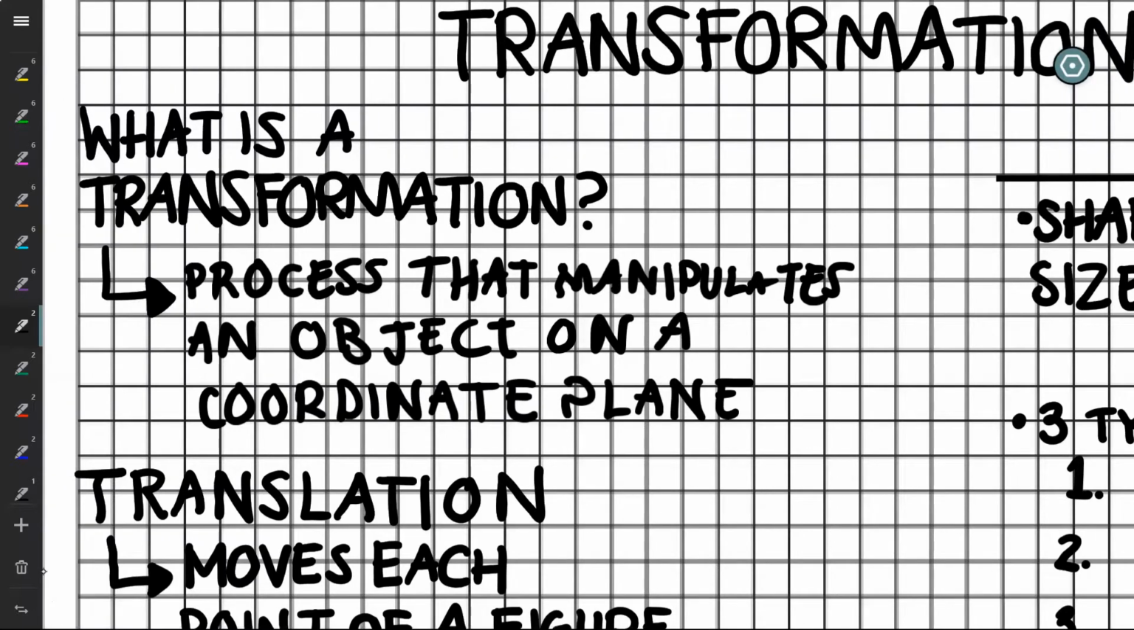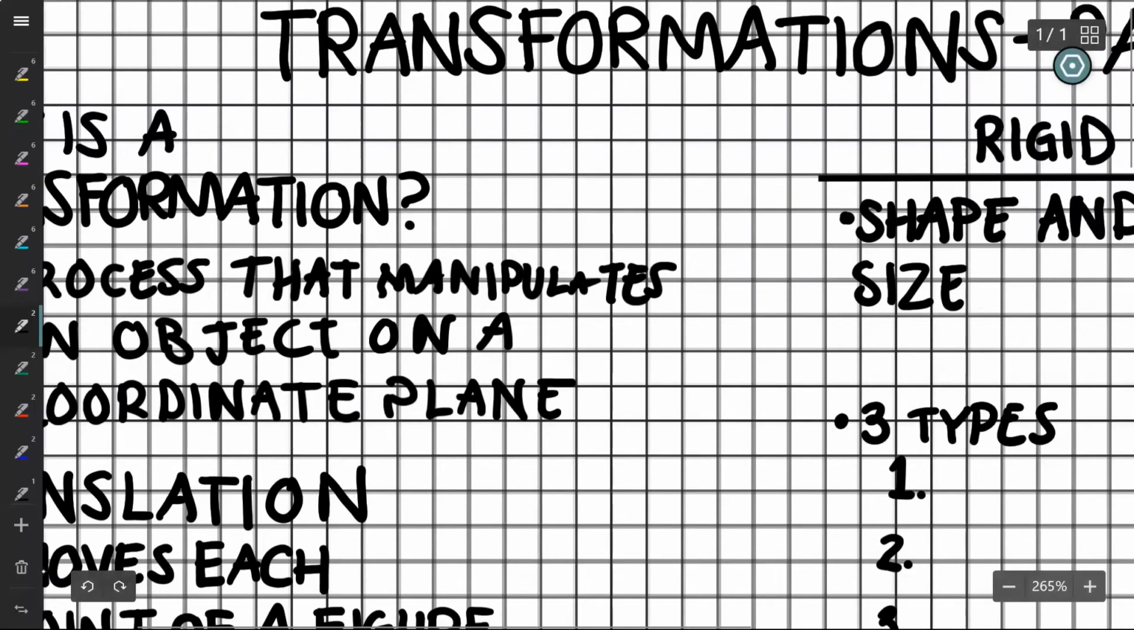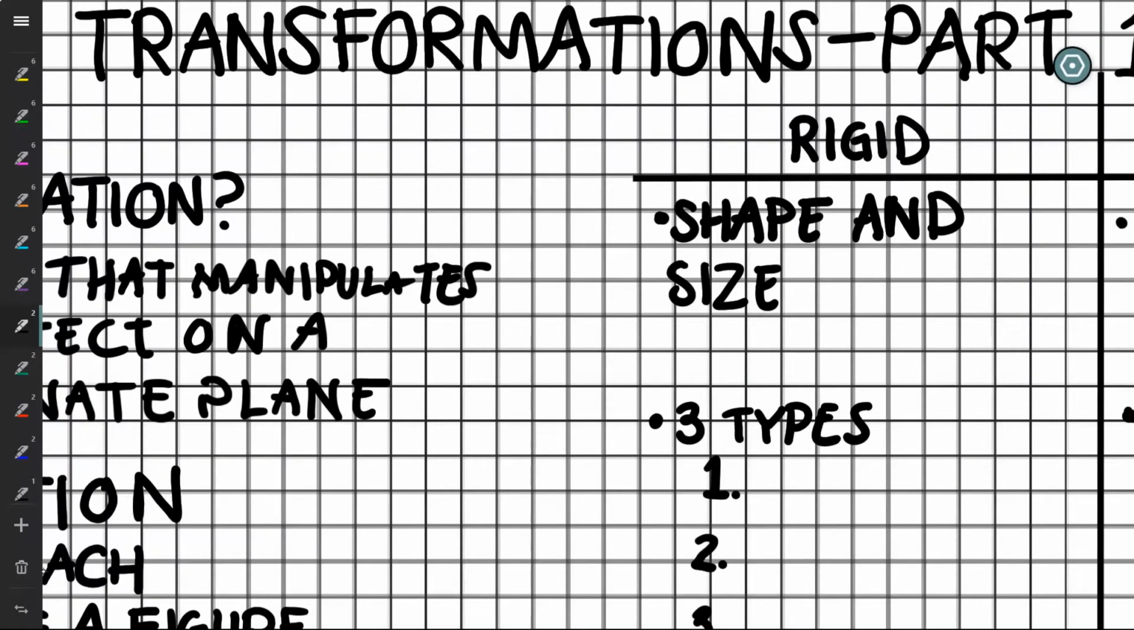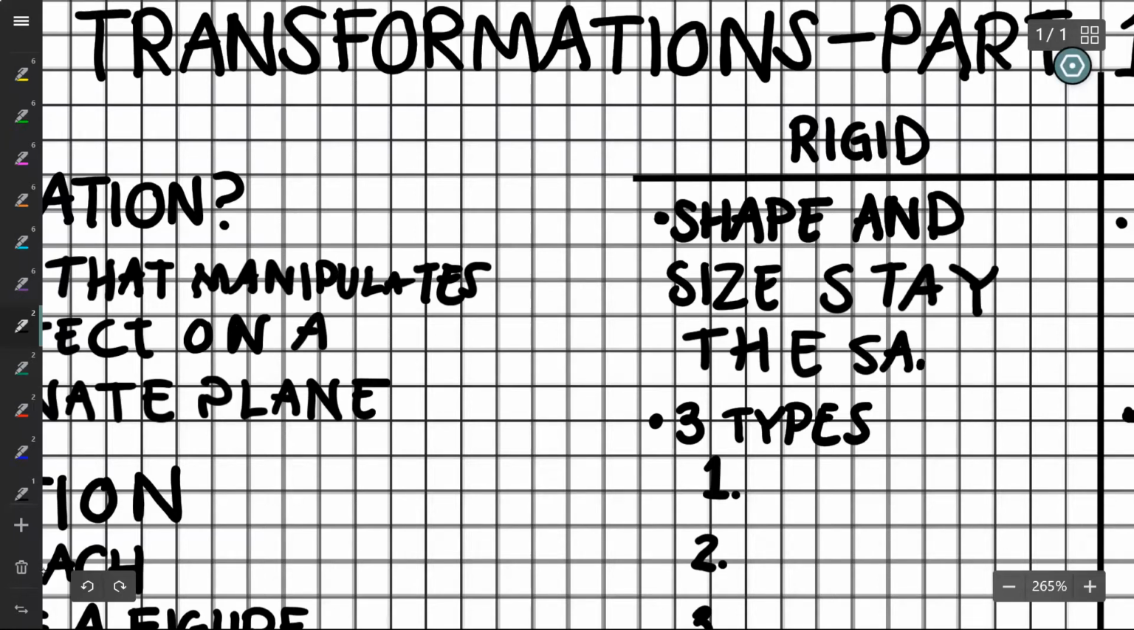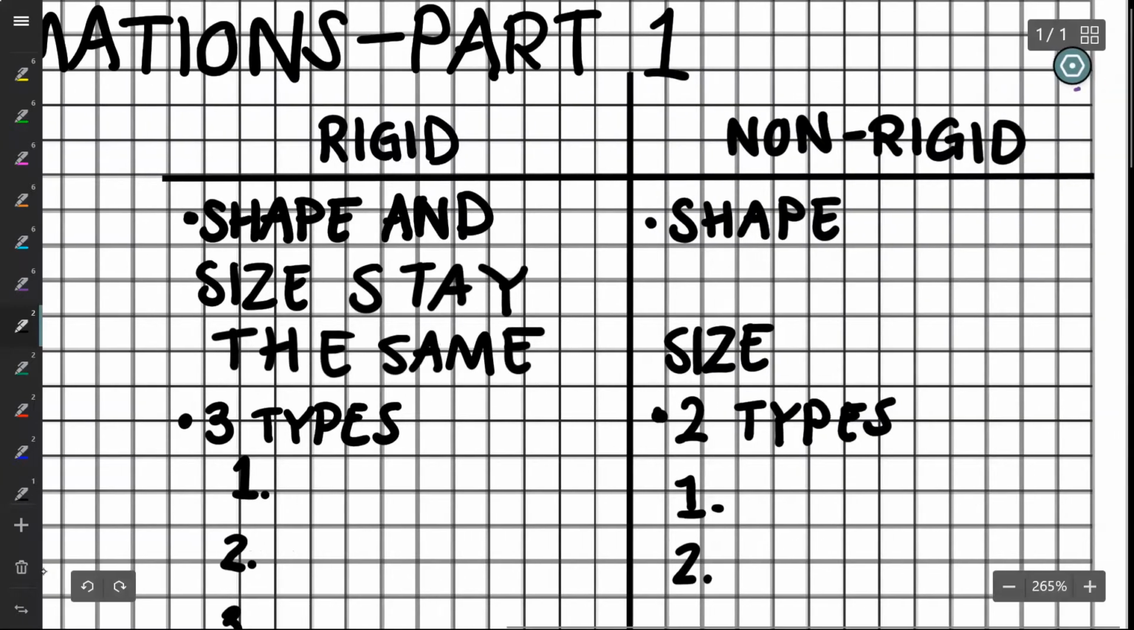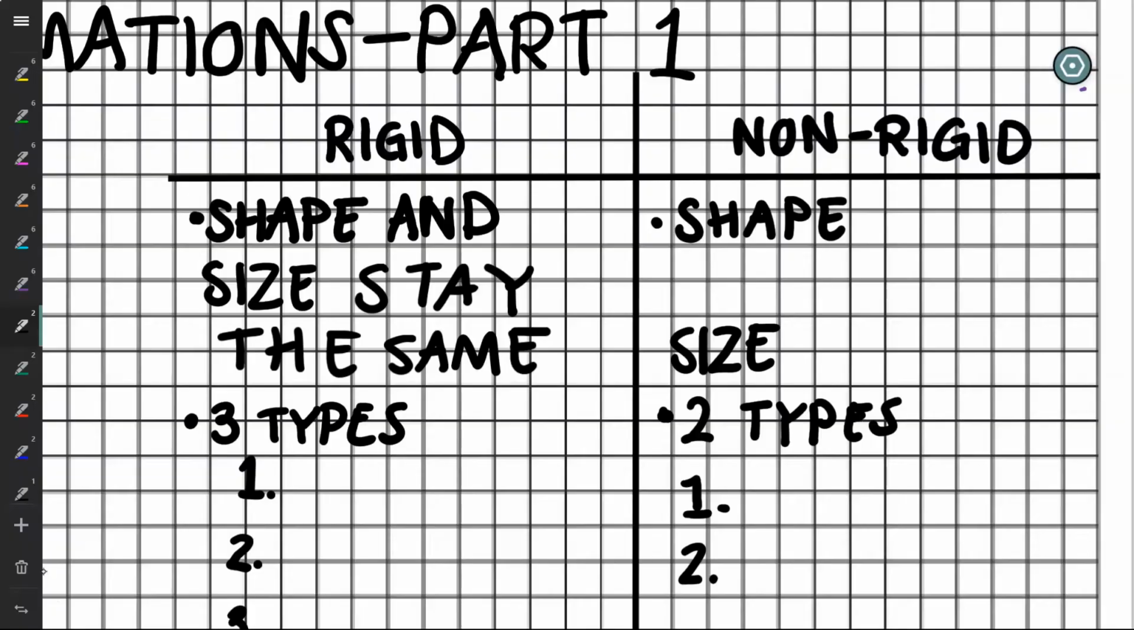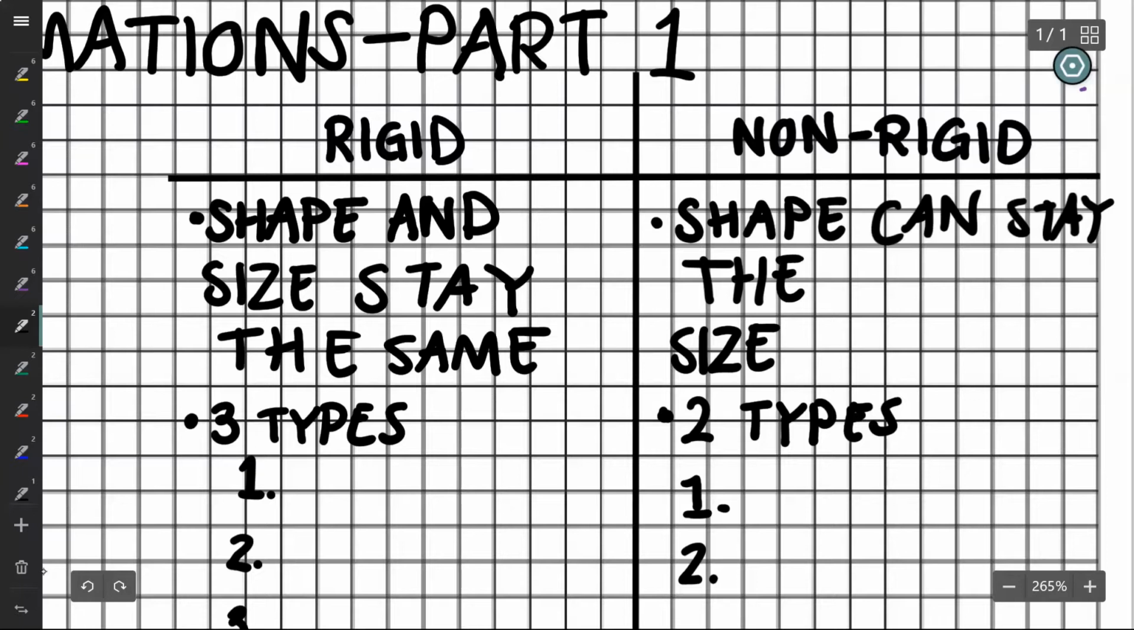Within transformations, they fall into 2 different categories. The first is a rigid transformation, and in rigid transformations, our size and shape stay the same, so they do not change. This is contrasted by non-rigid transformations, where our shape can stay the same, but our size sometimes will change.